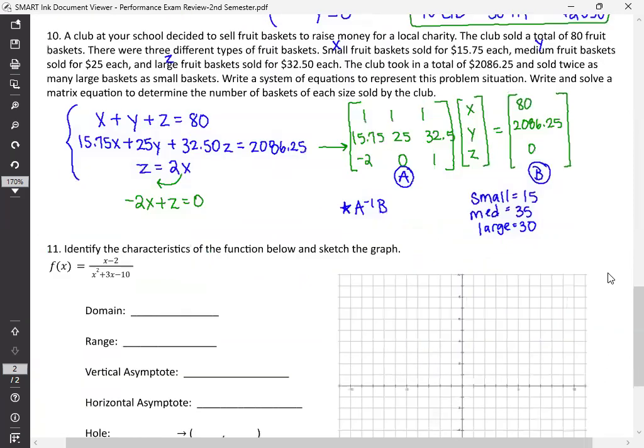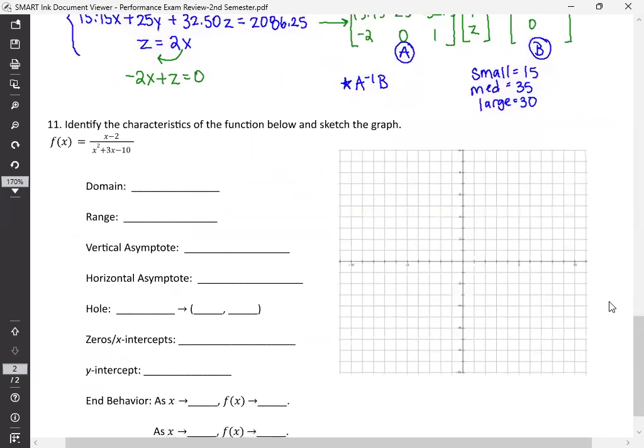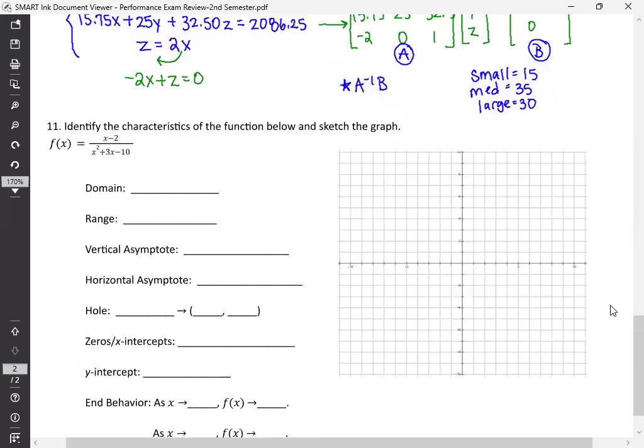And again, part C will be a question like number 11, where there is no choice. We do expect you guys to all do this one.